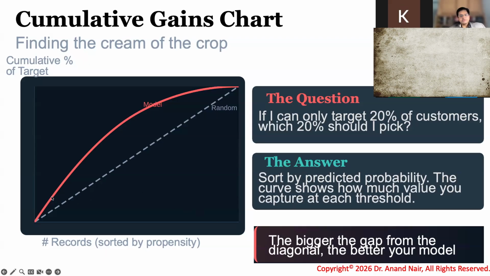So the goal is to create a model that can have a bigger gap between the diagonal and whatever the curve is that you get from your model. Now, how do we create this cumulative gains chart? There is a Python program that is provided in your reading. There is also a video that has been posted to show you how exactly that model works.